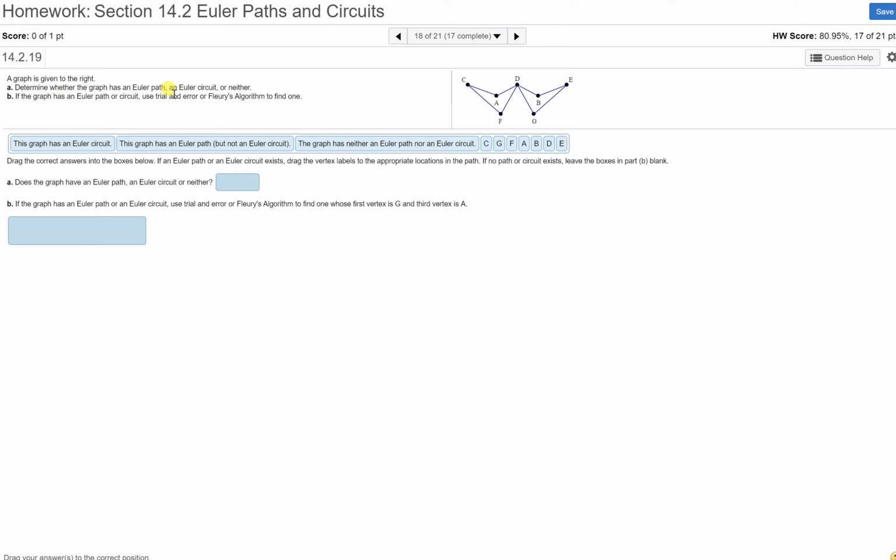Determine whether the graph is an Euler path. Let's see. 1, 2 for C, 2 for A, 1, 2, 3, 4 for D, 1, 2 for B, 1, 2, 1, 2, 1. Everything has 2. They're all even. So it's an Euler circuit.